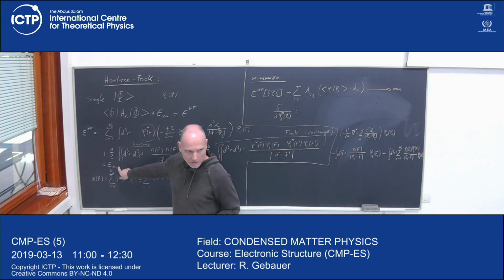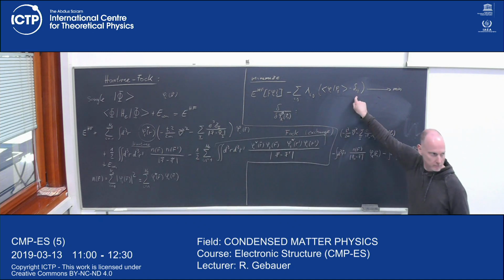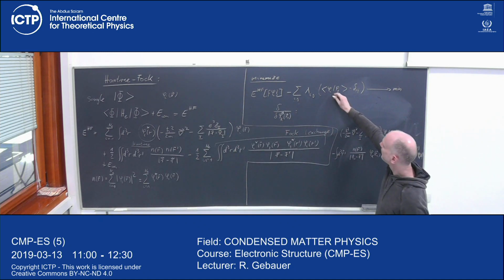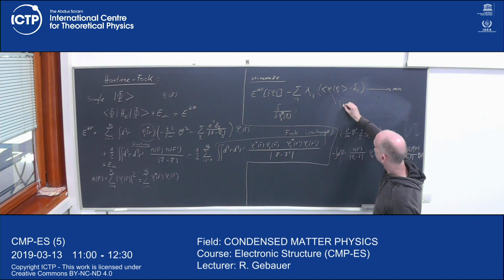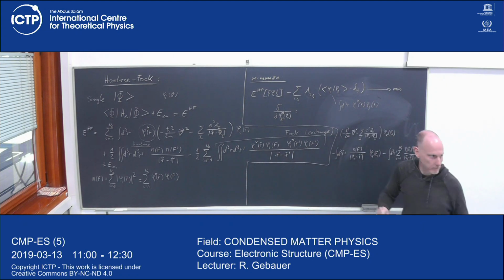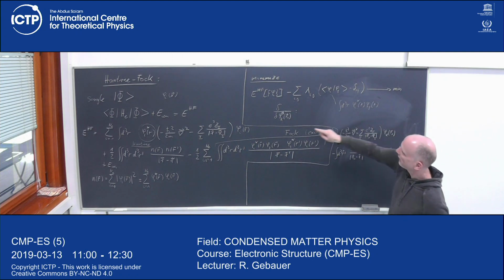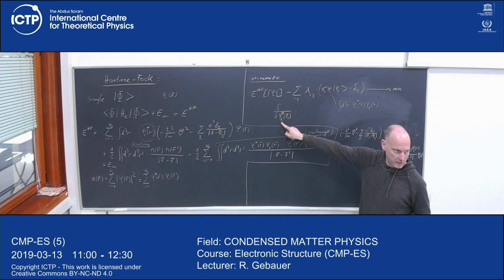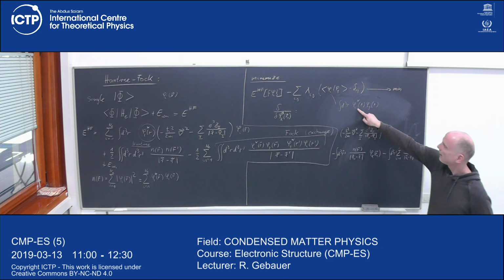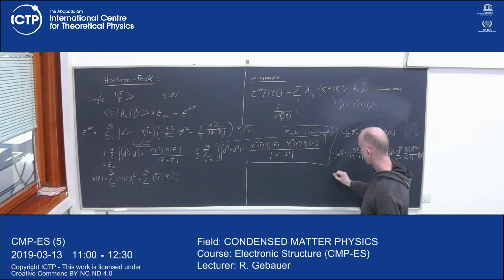The ionic term obviously does not depend on electrons, so nothing happens. Now we derive this here. This is simply an integral d3r of phi I complex conjugate of r phi j of r. So deriving this term with respect to phi complex conjugate k means that I equals k, and we put this on the other side, so we can write here.